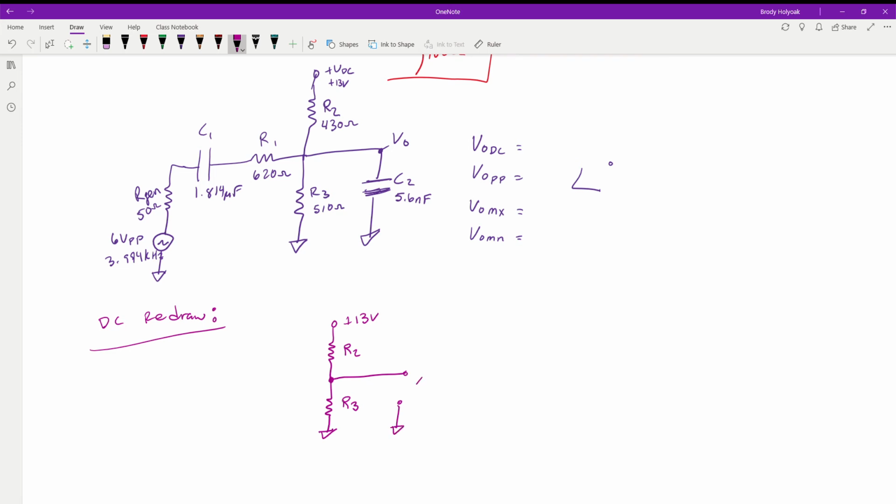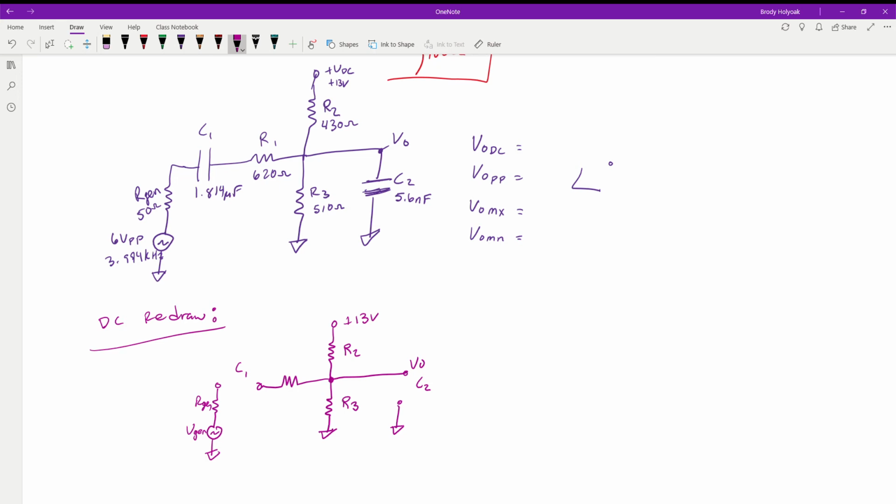So this is where C2 would be. And then coming across here, we have R1, but then we're connected up to another open, which is C1. And then we have our RGen and our VGen, so the generator. And then at this point right here, across our R3, this is V out.